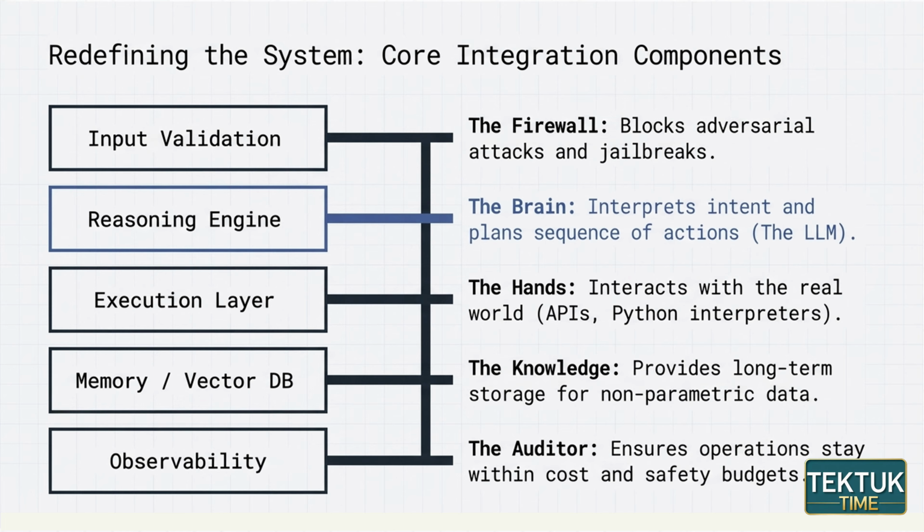When you're defining your system, think of it like human anatomy. The firewall acts as your immune system, blocking adversarial attacks and jailbreaks. The brain is the LLM, interpreting intent and planning actions. The hands represent your execution layer, interacting with the real world through APIs and Python interpreters. The knowledge is your memory and vector database, providing long-term, non-parametric storage. And finally, the auditor represents your observability layer, ensuring operations stay strictly within your cost and safety budgets.